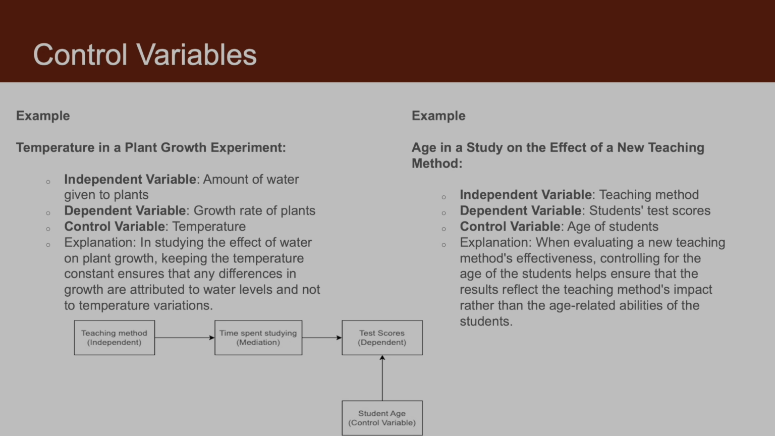Another example, the age in a study of the effect of a new teaching method. The independent variable is the teaching method. The dependent variable is the student test scores. And the control variable here is the age of students. To explain this example, when evaluating a new teaching method's effectiveness, controlling the age of students helps ensure that the results reflect the teaching method only, rather than age-related differences or the ability of the students.